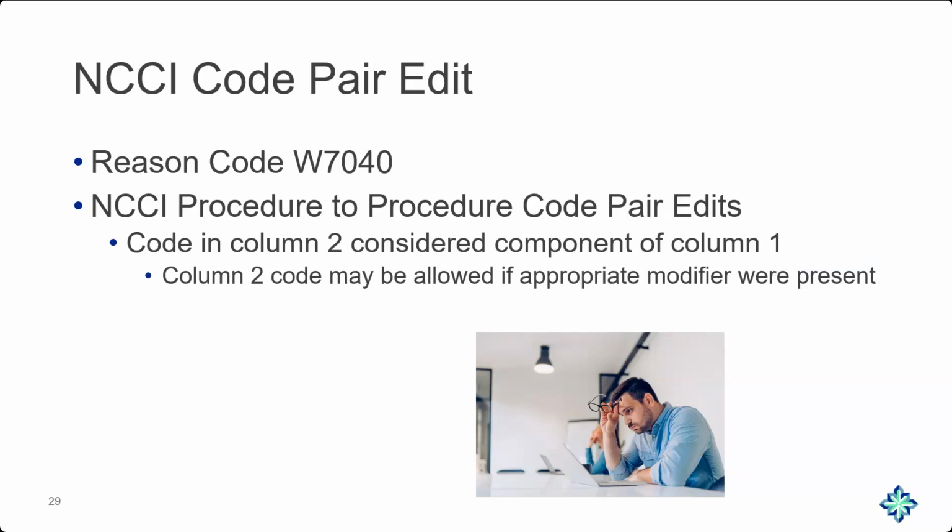These used to be called Column 1 and Column 2 edits. So each edit has a Column 1 and a Column 2 HCPCS or CPT code. And if a provider reports the two codes of an edit pair for the same beneficiary on the same date of service, the Column 1 code is eligible for payment, but the Column 2 code is usually rejected.